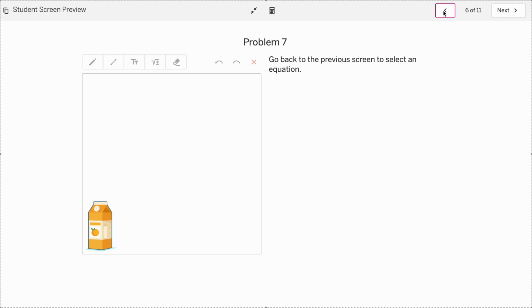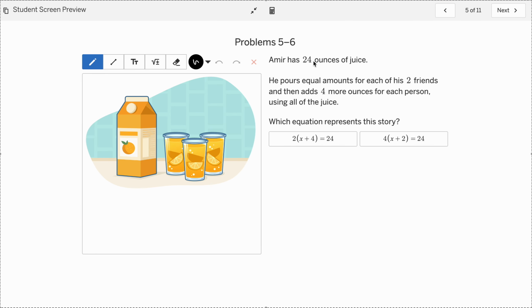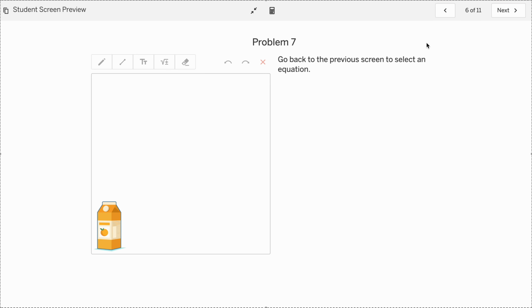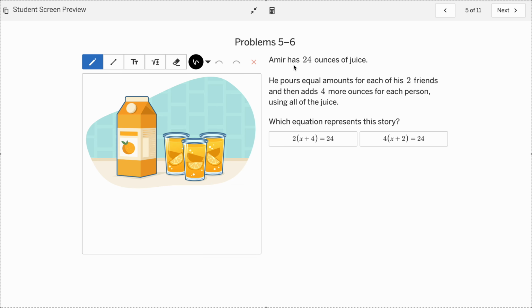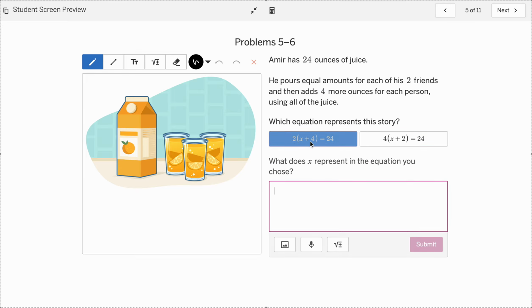Let's take a look at 7. Oh, so 5 through 6 and 7 go together. So if you have to pick your equation, so Amir has 24 ounces of juice. That's our total. He pours equal amounts for each of his 2 friends and then adds 4 more ounces for each person. So each person gets an X amount of juice and gets 4 more ounces. So that looks like this one. Pardon me. So we have 2 friends and they're getting a certain amount of juice and 4 more ounces. So that should be what we get there.